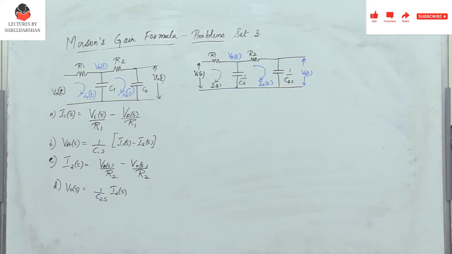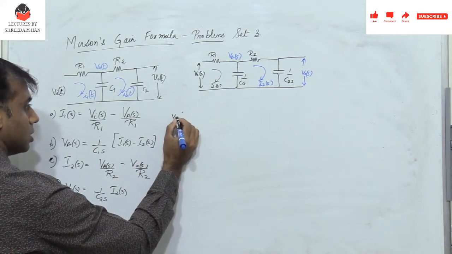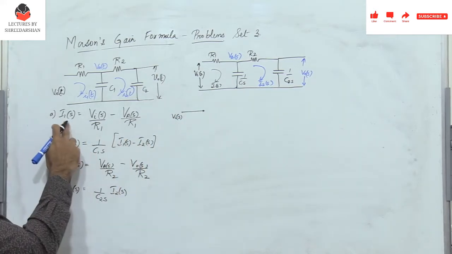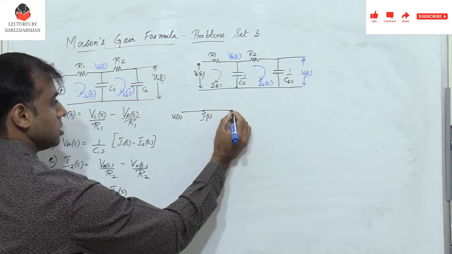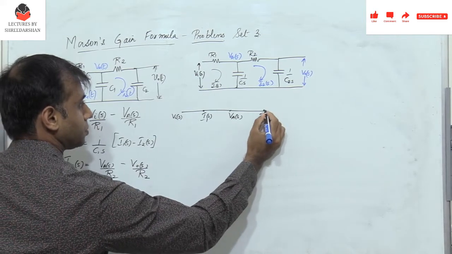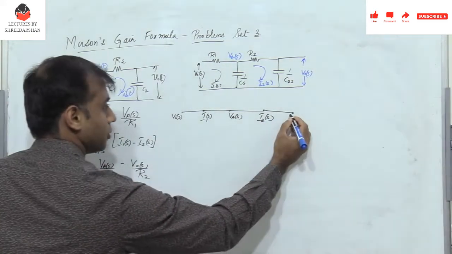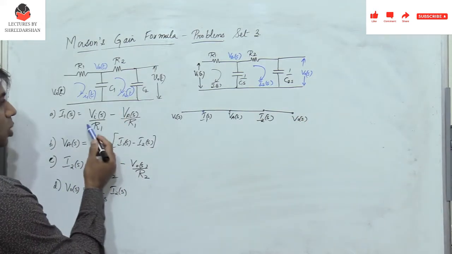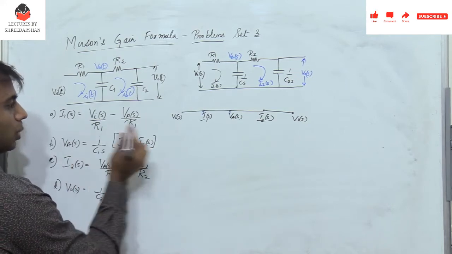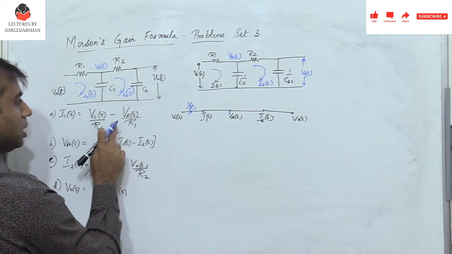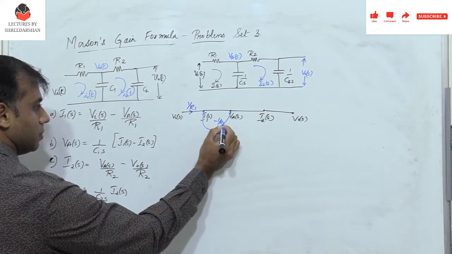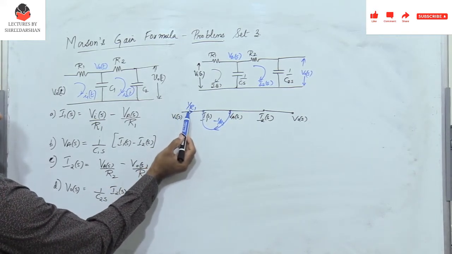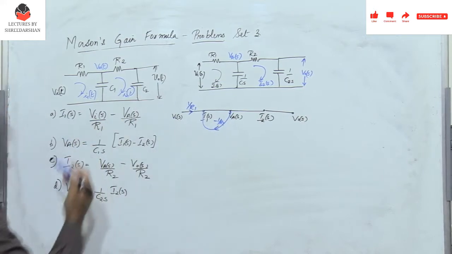With these things, let us try to draw the signal flow graph. How do we draw it? I have Vi of S, the next point being I1, next I have Va of S, next I2, and finally V0 of S. What is I1 of S? It is Vi of S by R1, so I can write it as 1 by R1, minus Va of S by R1. So I have a loop here with minus 1 by R1. You observe I1 of S is Vi into 1 by R1 minus Va into 1 by R1.